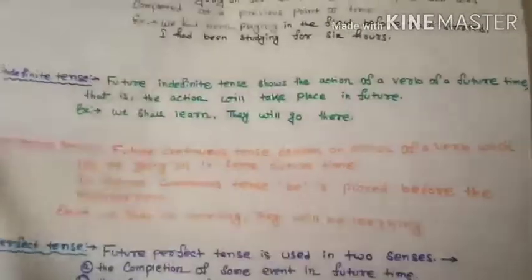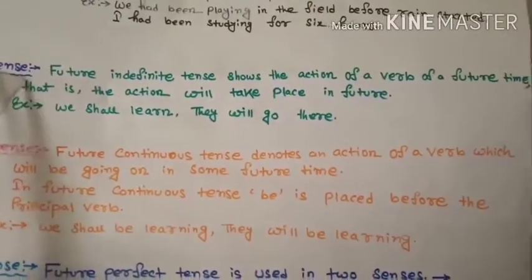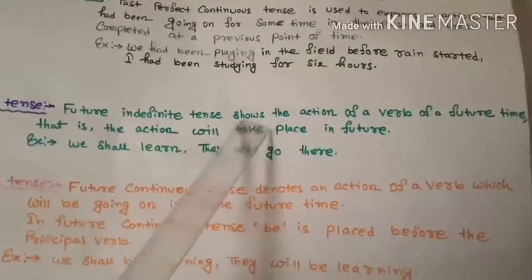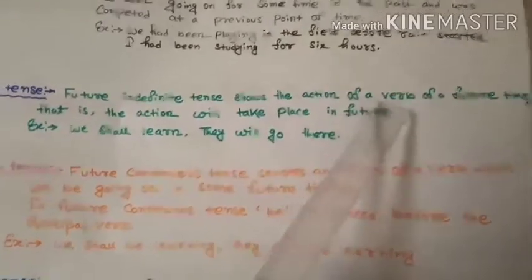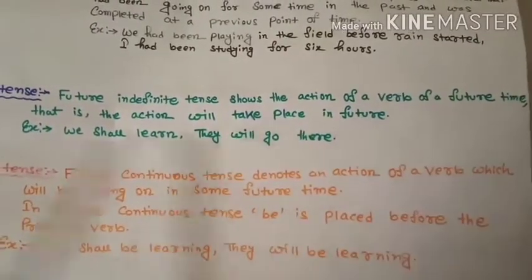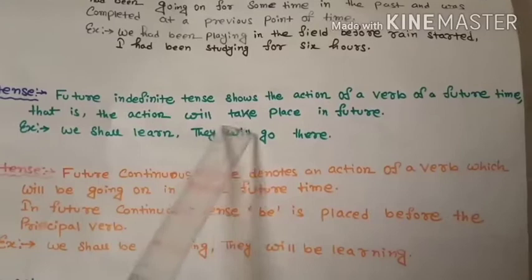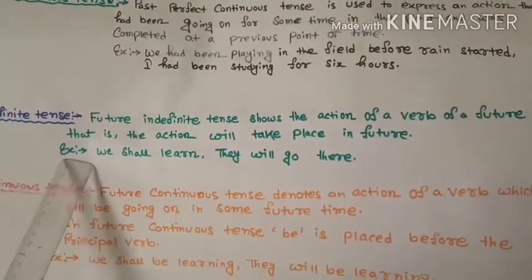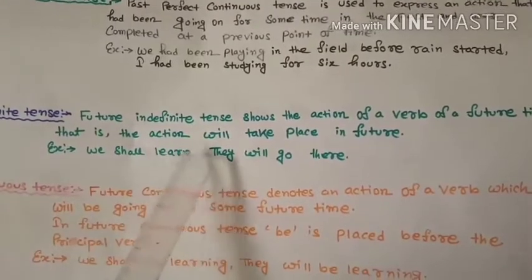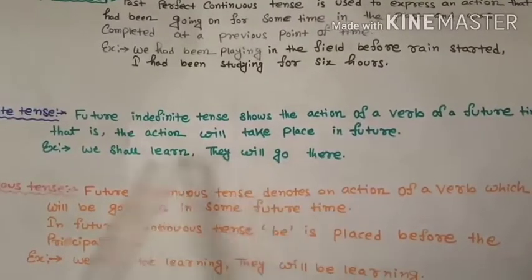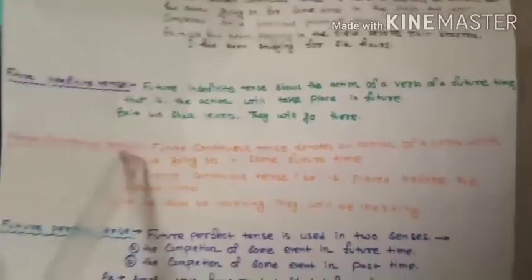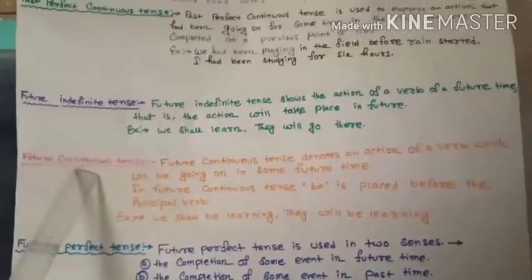So what do we mean by future indefinite tense? The definition is future indefinite tense shows the action of a verb of a future time. That is, the action will take place in future. For example, we can see here, we shall learn, they will go there. Now to the second part of future tense. It is future continuous tense.